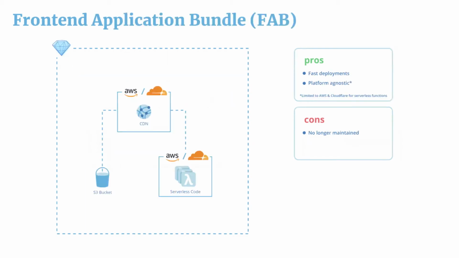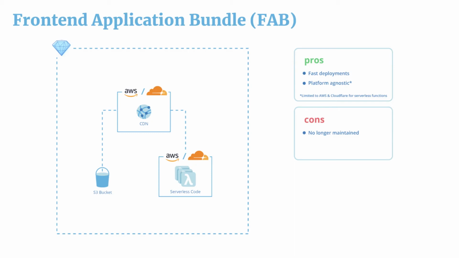Front-end Application Bundle, also called FAB, is another open source framework that enables users to deploy front-end applications through a CLI. FAB zips up the entire application and ships static assets and server-side logic separately. Thus, the user has the option to choose separate platforms for serving static and dynamic content. For example, they could deploy static assets to AWS S3 while deploying serverless functions with Cloudflare workers.